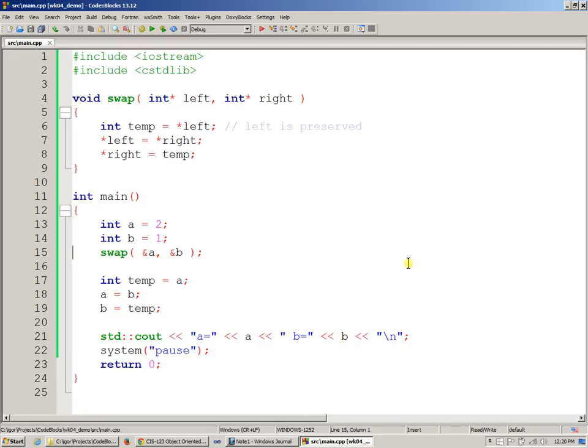Indirection is very important. It's very important to have an ability to indirectly access something through something else, and that's what this covers today. All right, let's take a break.